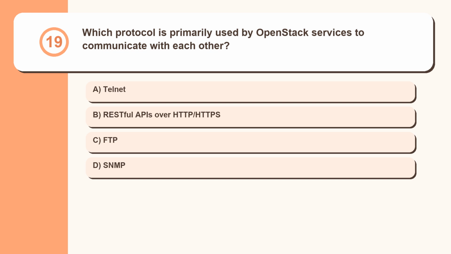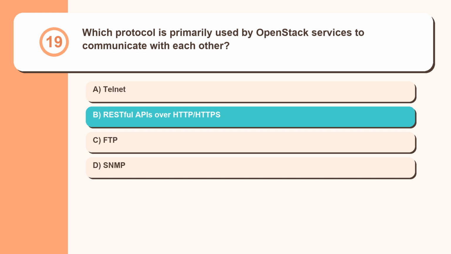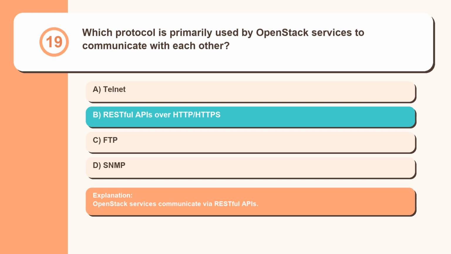Question 19. Which protocol is primarily used by OpenStack services to communicate with each other? Telnet, RESTful APIs over HTTP/HTTPS, FTP, SNMP. OpenStack services communicate via RESTful APIs.